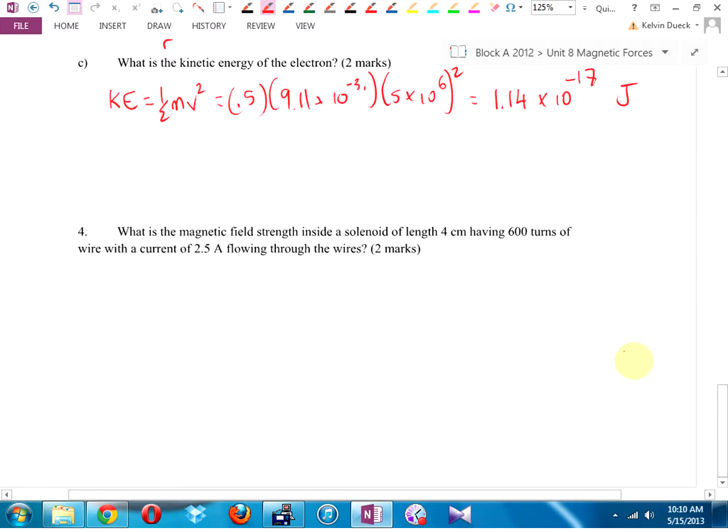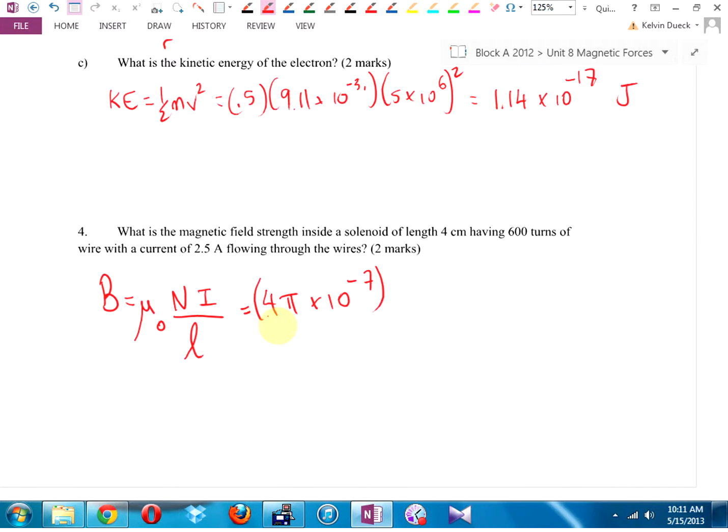Number 4, find the magnetic field strength. Well, for a solenoid, magnetic field strength is equal to mu naught Ni divided by L, where mu naught, the permeability of free space, is equal to 4 pi times 10 to the negative 7. Make sure that you know how to type that into your calculator, because some of your calculators won't let you type 4 pi times 10 to the negative 7. Yep. Yeah, I got syntax error on that.